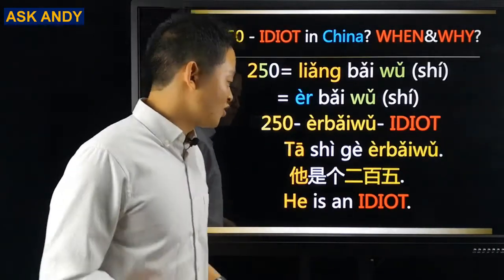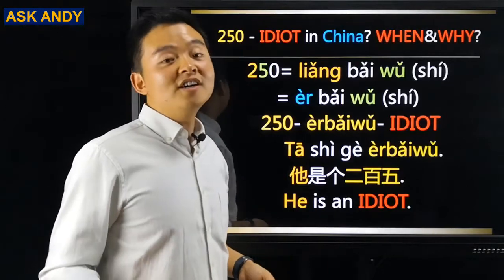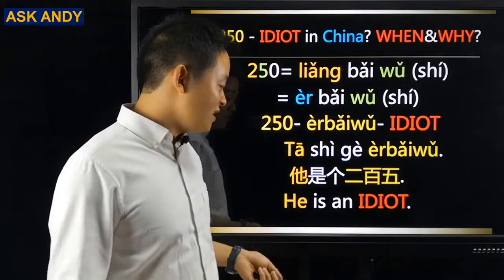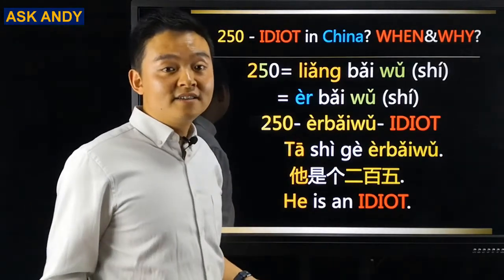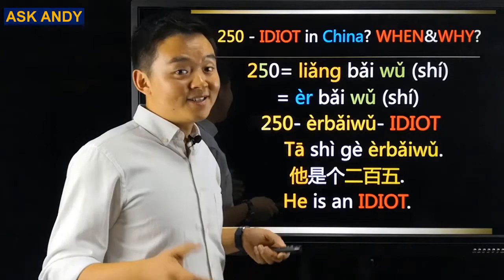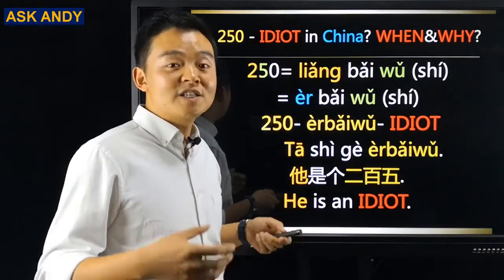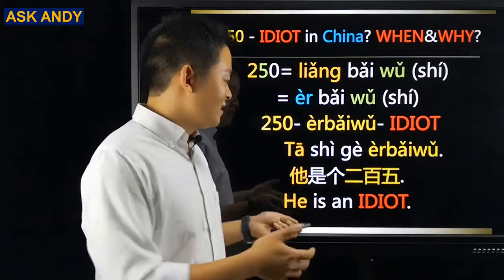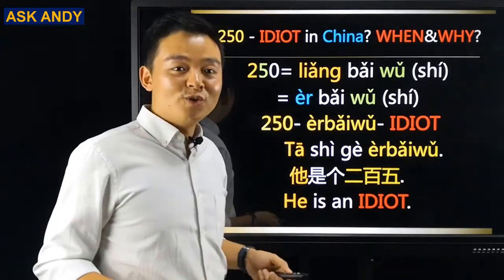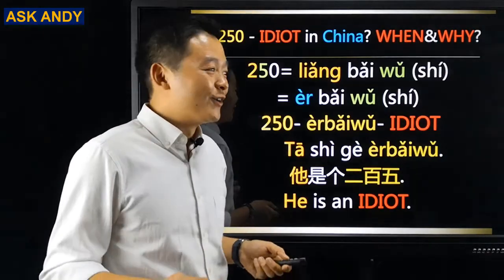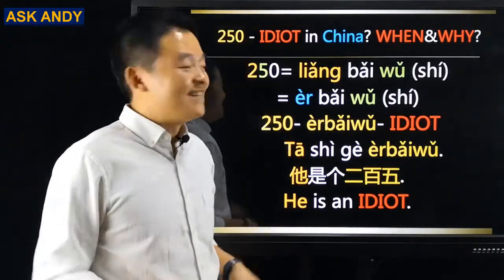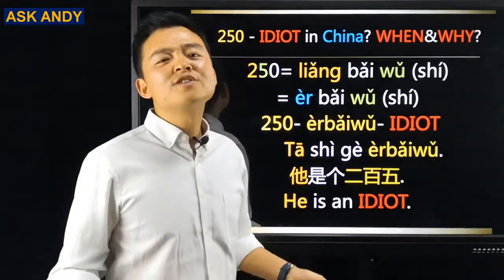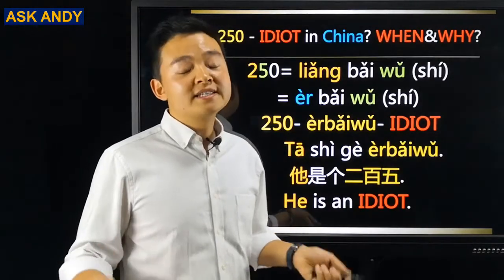Here is an example. When you say 他是个二百五, it means he is an idiot. So remember, this is really offensive and it's so mean to comment on someone, he's an idiot, he's a 二百五 in this way. So please remember, don't say that, or better not say that in China. So the thing is, why? Actually, there's a story about it. The story is as follows.